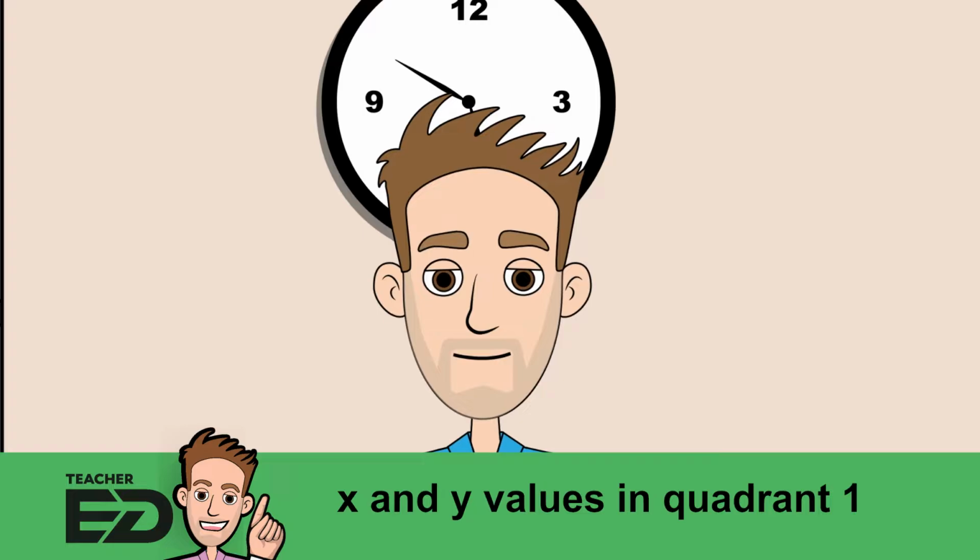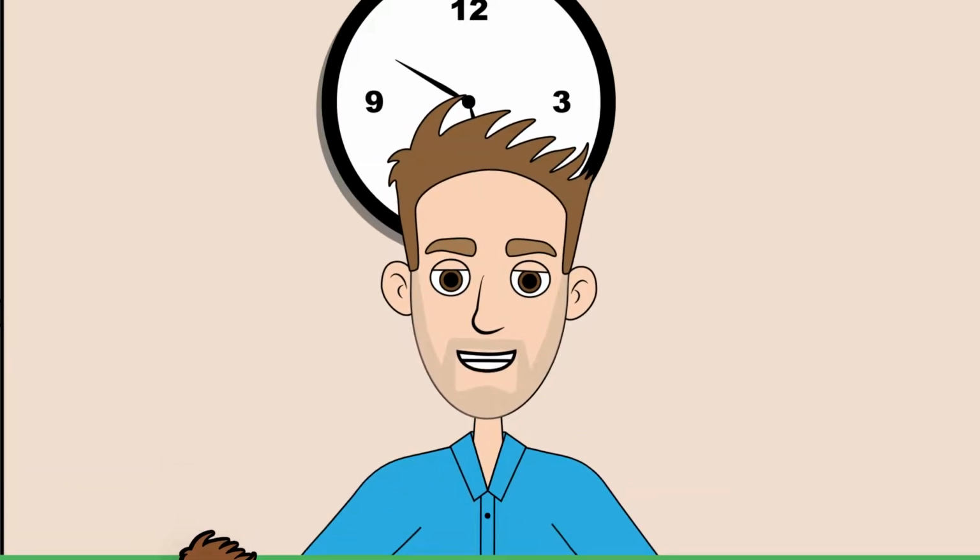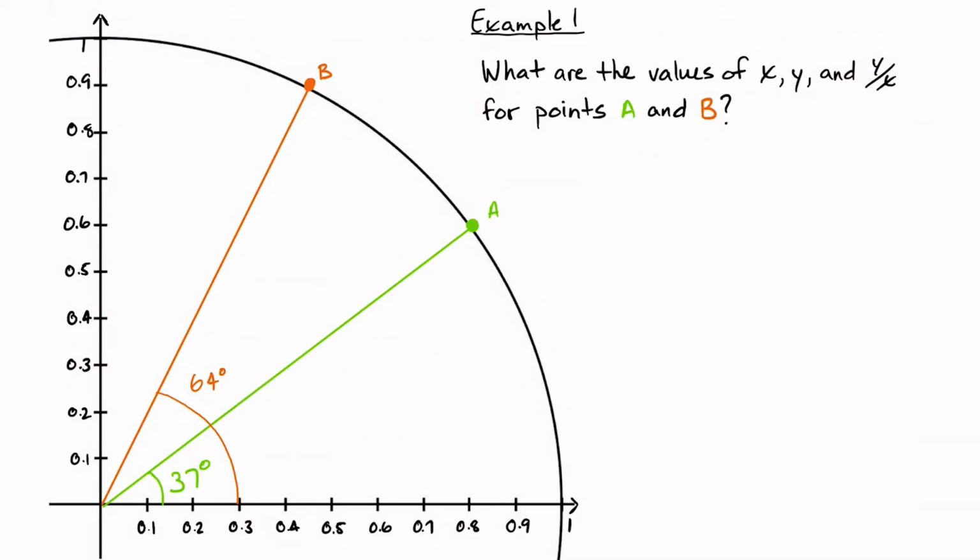Now that we know what the unit circle is, and we understand which coordinate value is equal to which trig ratio, let's practice finding the values in quadrant 1. In the first example, we want to find the values of x, y, and the ratio of y over x for points A and B. I've already got them listed here on the quadrant 1 of the unit circle. Point A creates an angle of 37 degrees, and point B creates an angle of 64 degrees. So let's look at A first.